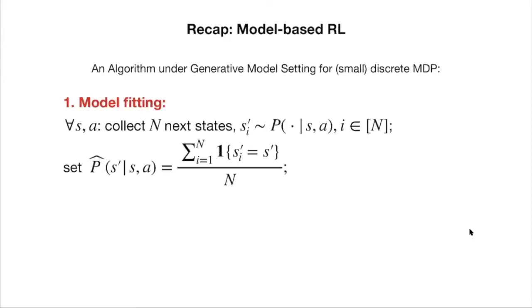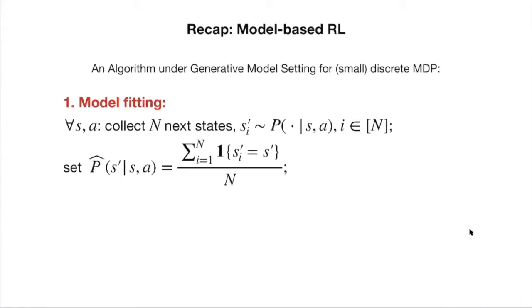Right, and then we use this result to analyze a particular algorithm, which is a very simple algorithm, right? So under the generative model setting, for small discrete Markov decision process. So here, let me remind you what generative model setting means. So this means that you have the ability to reset the system to any state action pair, right? And observe the corresponding next state.